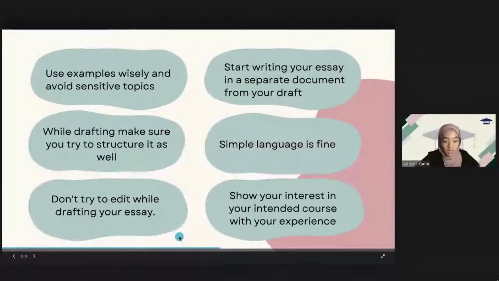Okay, and then while drafting, make sure you try to structure it as well. This one kind of links to the one that you did before you wrote the essay.